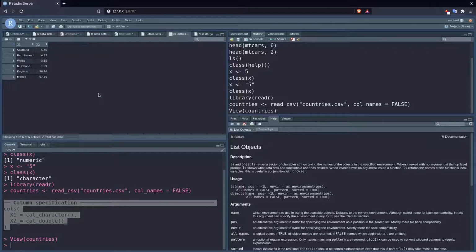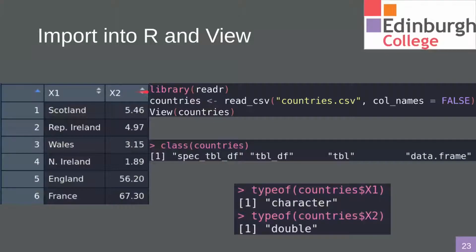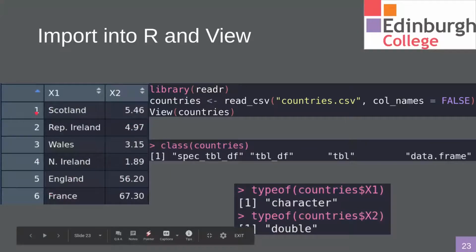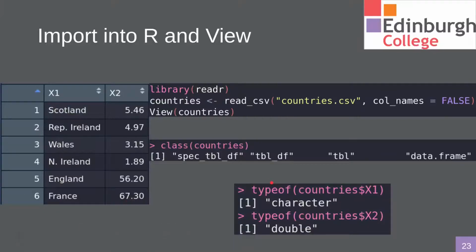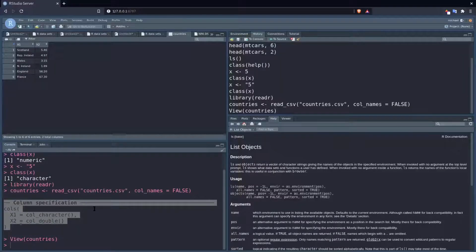So let's have a look at some of the commands I can run on this. There's our import that I just did. If I run class on it, it's going to tell me that it's a data frame. And I told you a data frame is this here: we've got some columns and some variables and some rows. Now, if I run the typeof function, it will tell me the type of column for X1 and X2. X1 is countries and X2 is population.